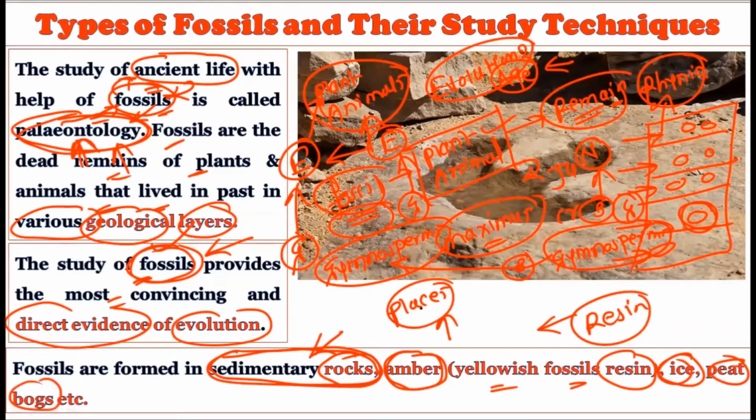So there are many places where fossils can get fossilized. What are these places? These can be the sedimentary rocks, this can be the amber, this can be the ice, this can be the peat bogs. All these places, you can find the fossil record. Fossils can be found anywhere in these places.